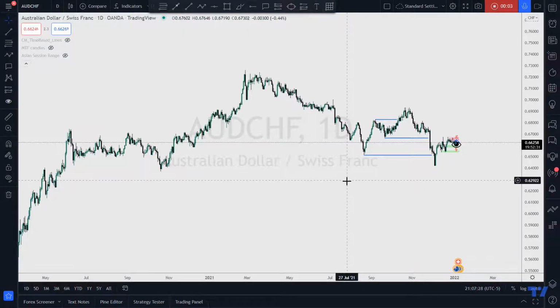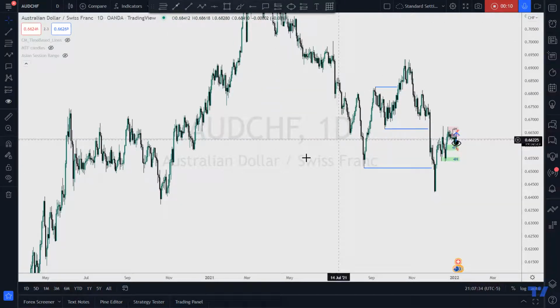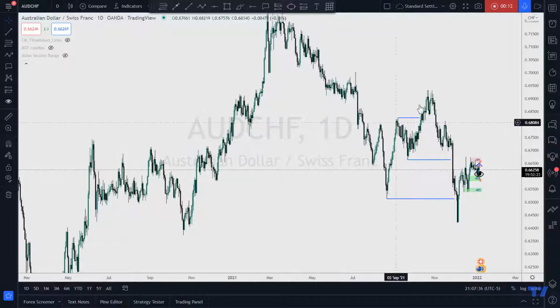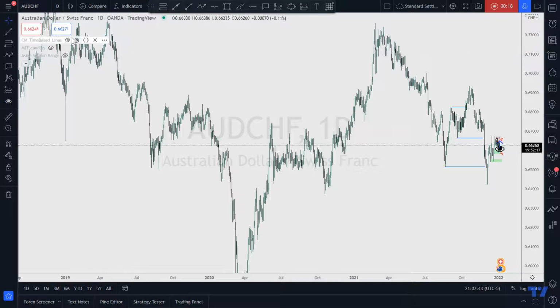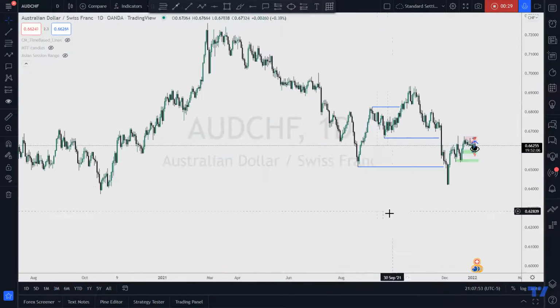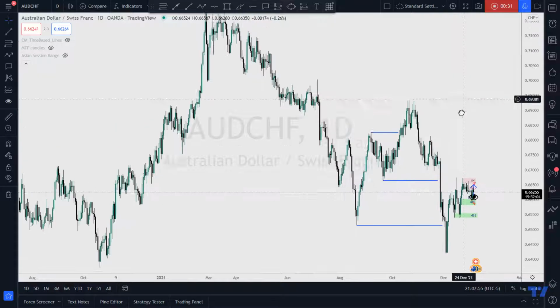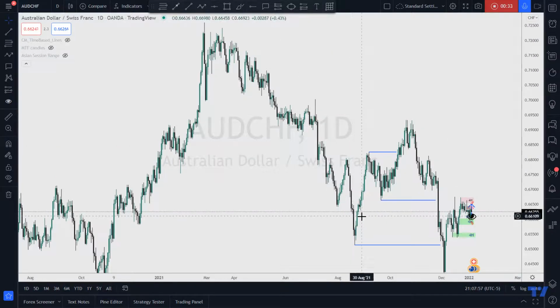Let's take a quick look at the Aussie Swiss. We're going to do a little top down analysis starting from the daily. What I want to take a look at on the daily is the bias. You see that price came from this high, made that low, and then we made a lower high relative to that one, right? From here, we're making a series of lower highs and lower lows. Price is moving very bearishly here.